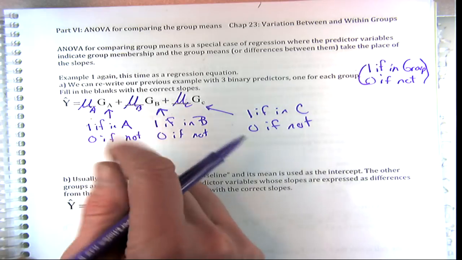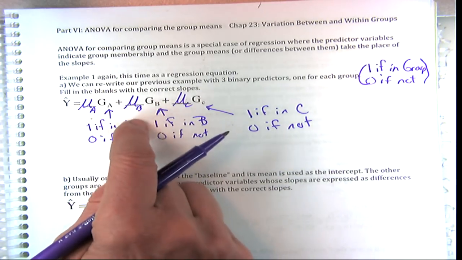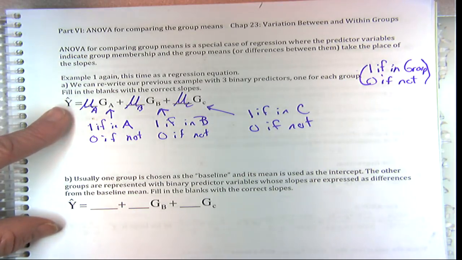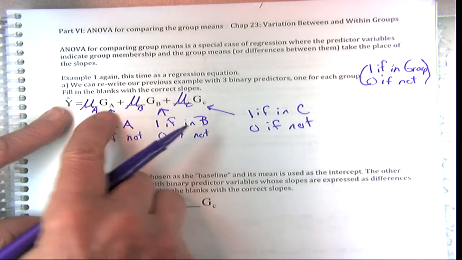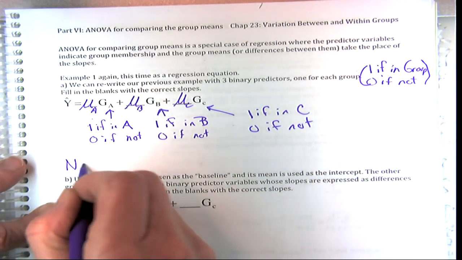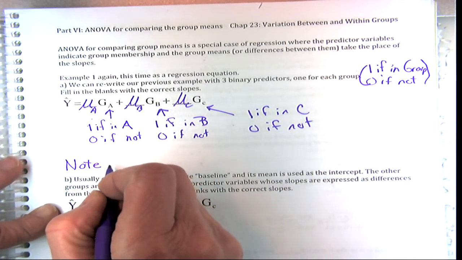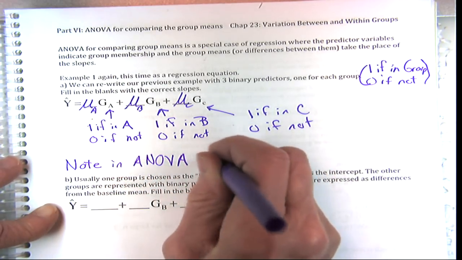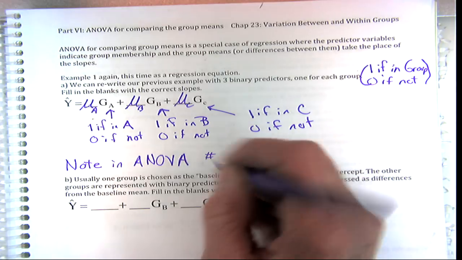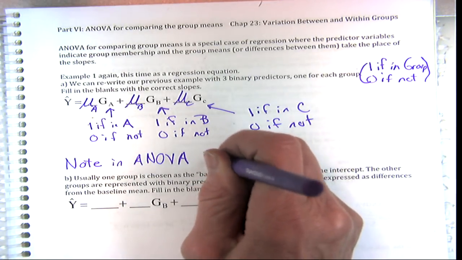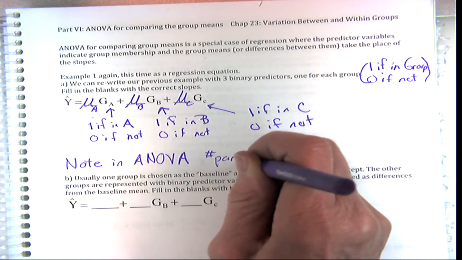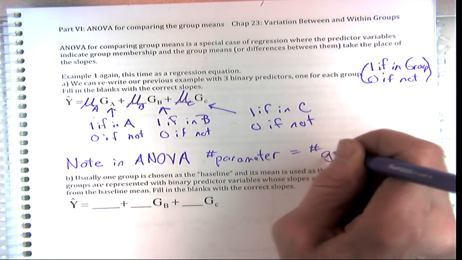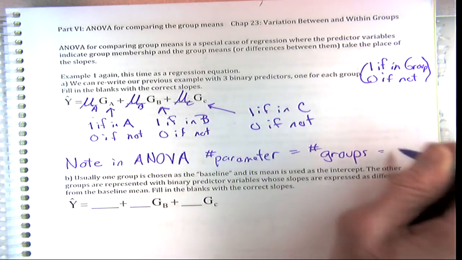And we could say, how many parameters do we have? We have 3 parameters. So we're going to do the same thing we always do, with the number of parameters equal to the number of groups. So note that with ANOVA, when you're comparing group means, an easy way to remember this is that the number of parameters, P, when we do our degrees of freedom, is going to be equal to the number of groups, in this case 3.